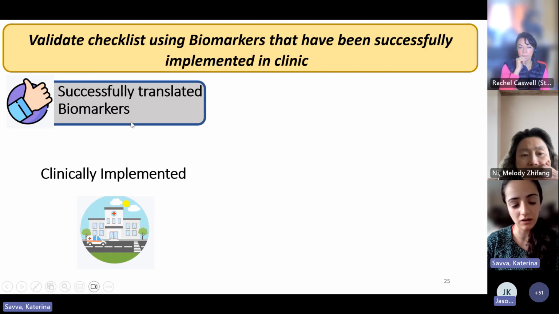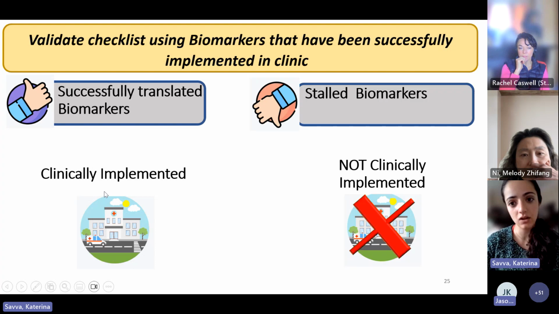By successful biomarkers, we mean that they're clinically used, and stalled biomarkers are currently not clinically implemented. We chose breast and colorectal cancer biomarkers to start with our validation because in these cancer types there is a high level of research with biomarkers which are actually clinically useful. Therefore, we could test our checklist and assess the toolkit.